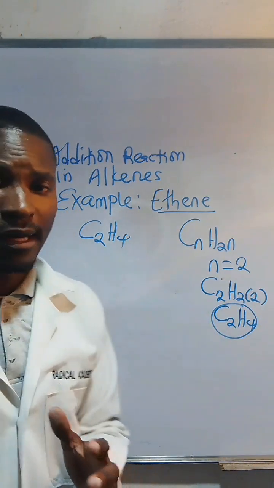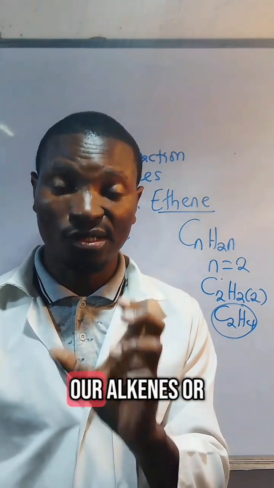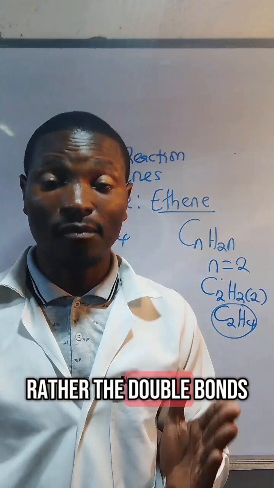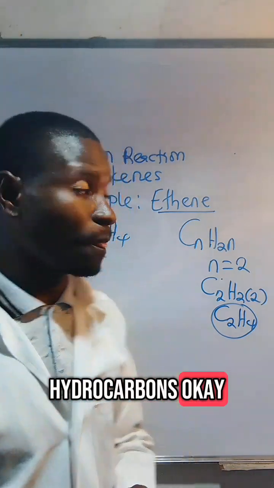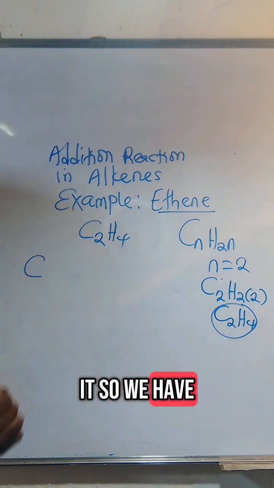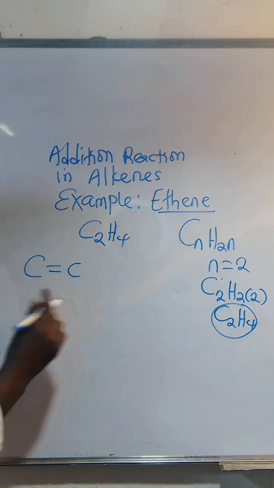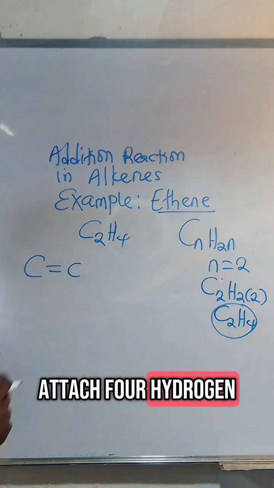Okay. Now we are still talking about what is called addition reaction in alkenes, or rather the double bond hydrocarbons. Okay. So then we have to draw it. So we have the two carbons, and now we attach 4 hydrogen.